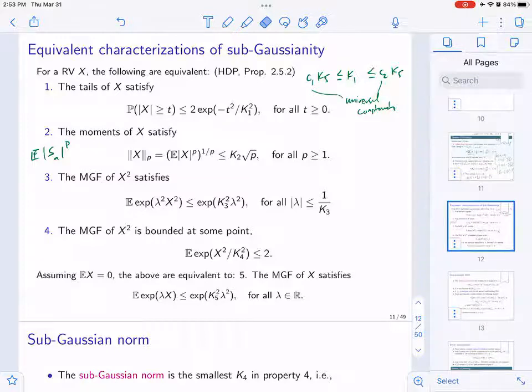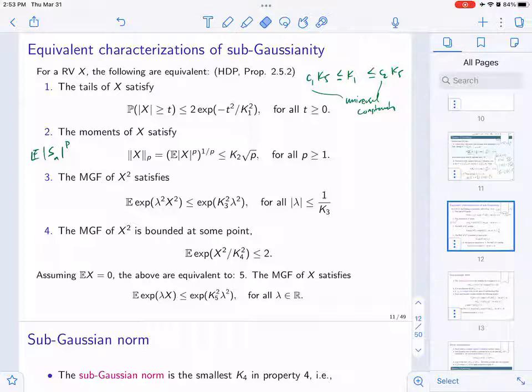So if you can compute the MGF of x squared at a point and it's bounded, then it has to be subgaussian. Okay. I'll leave 3. We're not going to use that.